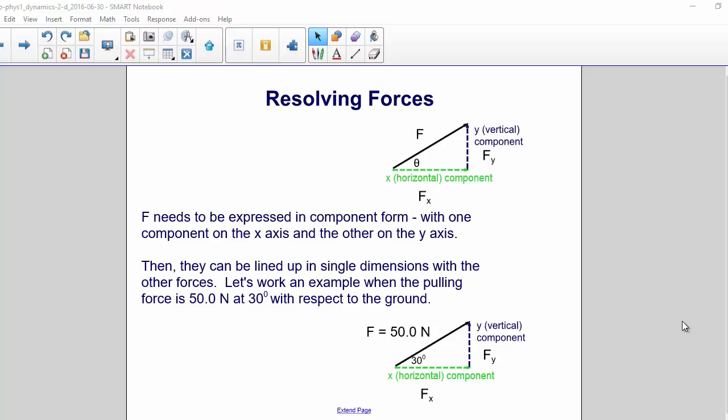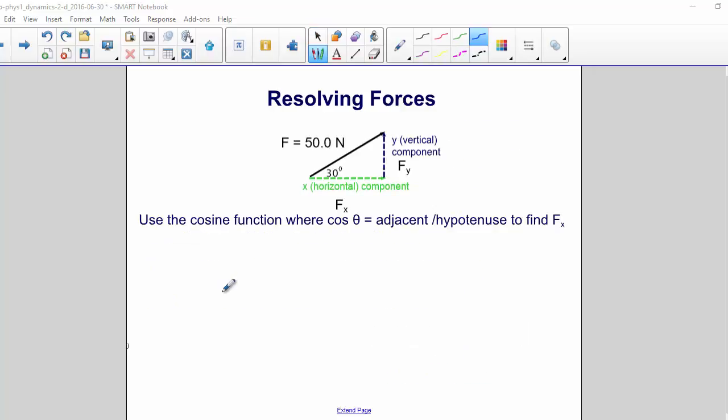Now let's use an example where the force applied is 50 newtons and it's at an angle of 30 degrees from the horizontal, 30 degrees from the ground. First, we'll find the x component. So we need to use cosine.